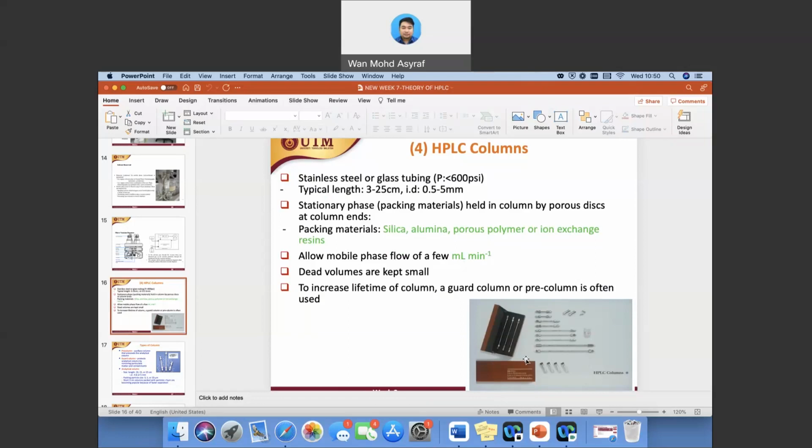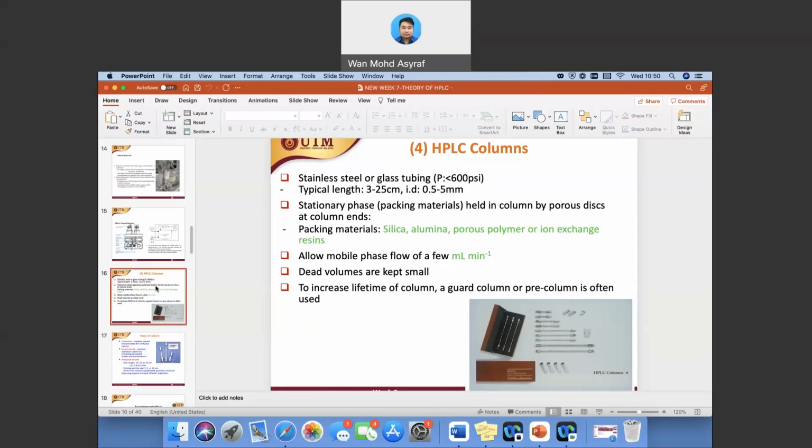This is the second question for you. Why do we need the HPLC column to be in a stainless steel or glass tubing, with a pressure of more or less about 600 psi? The first question is what happens when you have a normal phase, with a polar stationary phase and a polar mobile phase. The second question is why we need a stainless steel or glass tubing HPLC column.